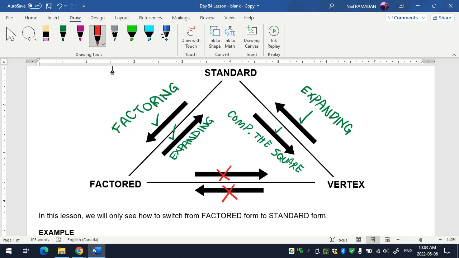Okay. What are we going to do today? Today we're going to do only one of these sides. Today we're only going to go from factored here to standard here. So what's the process name if you want to go from factored to standard? What moves you this way? No. Oh, sorry. Yes, expanding. My bad. Next week we go backward. Yes. All right. Let's expand, everyone.